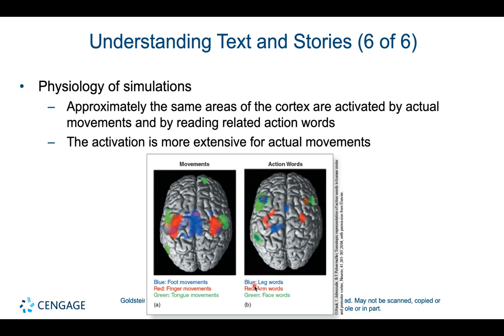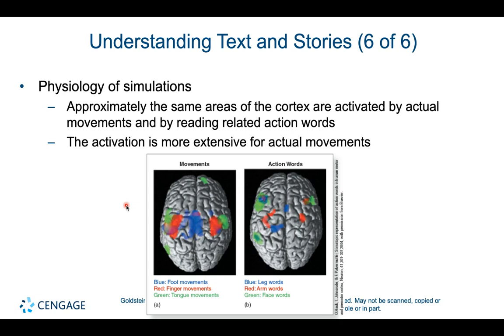And then people heard action words about legs, arms, or the face. And we can see, obviously, it's not perfect, but the blue areas are similar for hearing the action words as are the areas for moving your legs, and the red areas for hearing words about arms are similar to the areas of actually moving your arms, and the areas of green for hearing words about faces are similar to the areas of the brain for actually making movements of your face, your tongue.